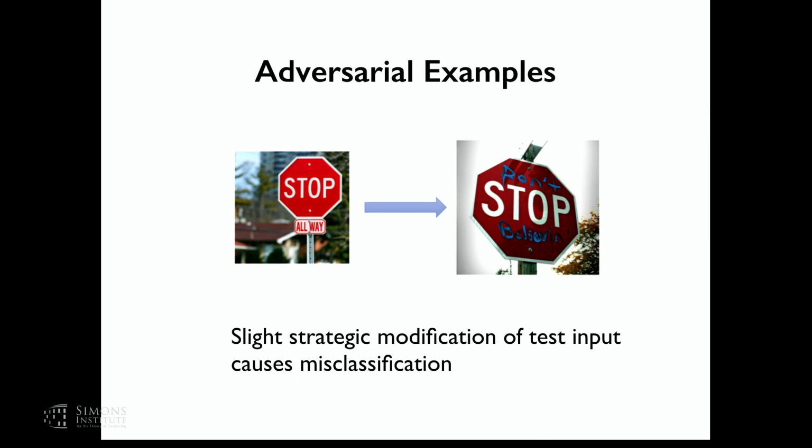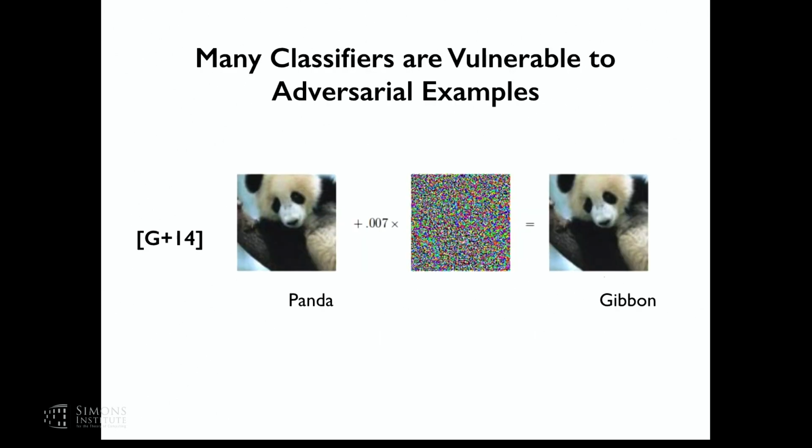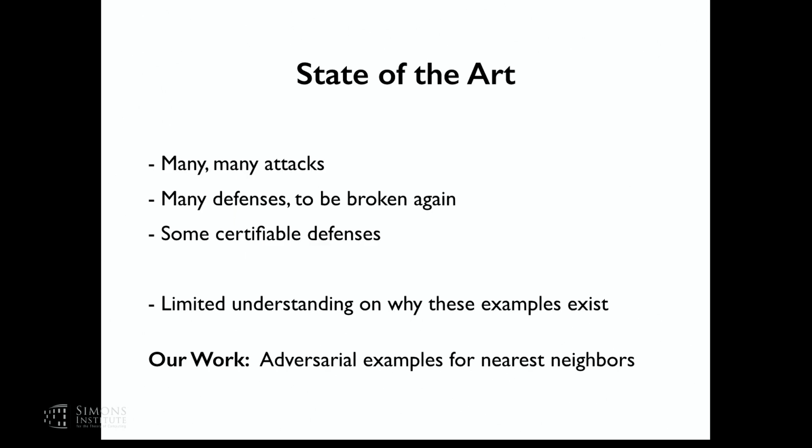The other interesting thing is that not only is this a slight modification, it's a strategic modification. If you just do a random slight modification of your stop sign, your classifier will be fine. But if you do a modification in some specific strategic direction, then this is not going to be the case anymore. Okay? And many classifiers are vulnerable to adversarial examples, like a lot of neural networks, even some classical things like nearest neighbors and decision trees. They're really vulnerable.